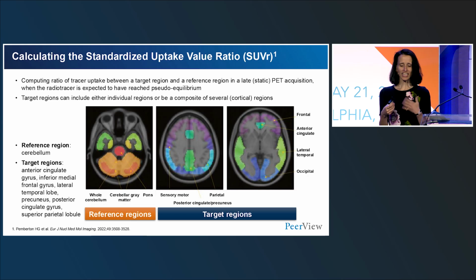Now, there's been increased interest lately in moving away from just a visual binary interpretation to including quantitative measures for amyloid PET in clinical practice. There are a couple of ways to do this. The first one, to briefly review, is using SUVRs, or standardized uptake value ratios. And essentially what you do using an SUVR is you compute the ratio of tracer uptake between a target region and a reference region. And typically, the reference region for amyloid PET is the cerebellum, and there are various target regions used depending on the software you're using for post-processing.